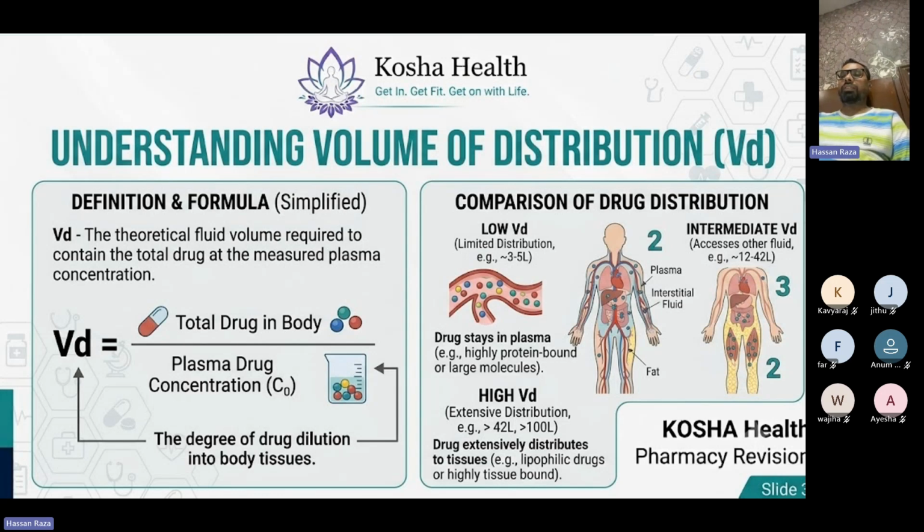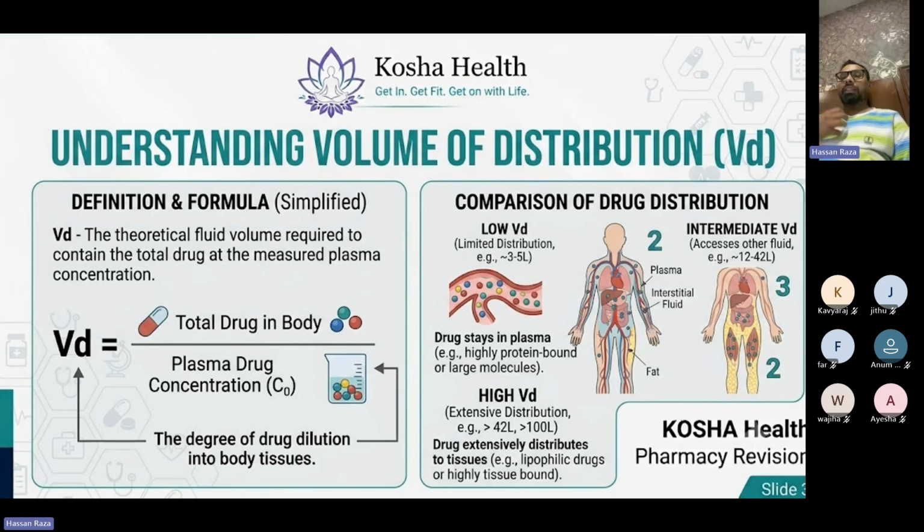So what we are going to do is take blood from that patient and ask a lab person to tell us the concentration of the drug. Suppose we have given a 500 mg dose. Let's say the concentration is 1 mg per liter, for example. We will divide that drug amount by the concentration. Then it will give us the volume of distribution. And what will volume of distribution give us?